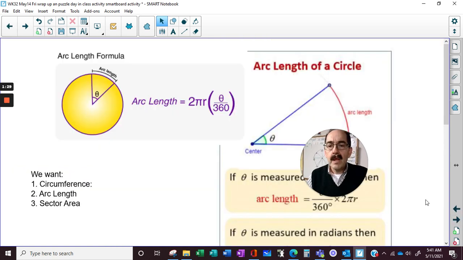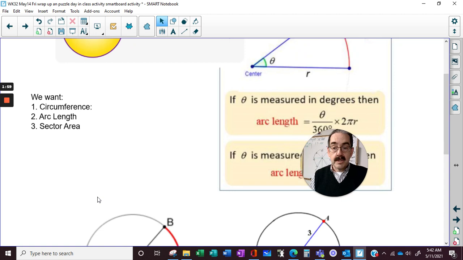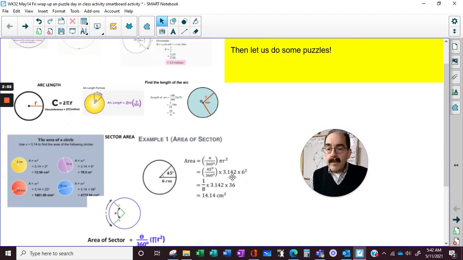Let's get started. So, we know that circumference is 2 times pi times r. Okay, arc length. If we want the arc length, then we need to know the percent of the whole. An entire circle is 360 degrees. How much of the circle are we interested in? And then, not everybody got to sector area, but it's the same idea, except with area, we need the equation for area. And the equation for area is pi r squared. Okay, so let's get started.